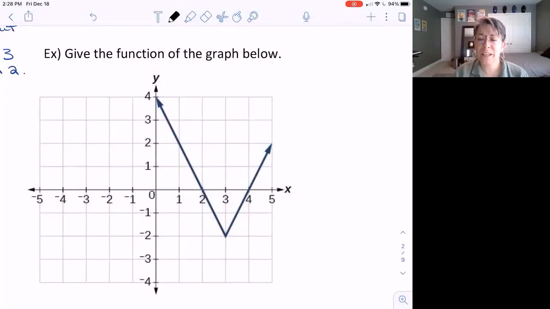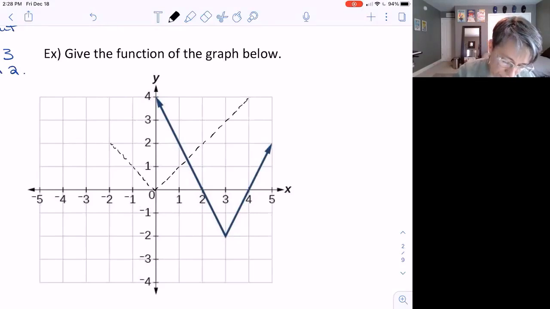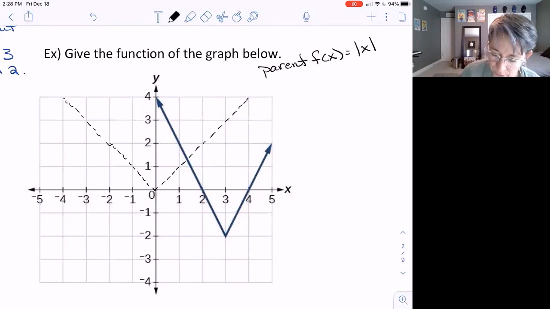Now in this graph, they're asking us to do something slightly different. This time they've given us the picture of the graph and they want us to determine what the original equation is. Well, we can tell by the shape of the graph that we are dealing with absolute values because the shape is a V. So if we were to graph lightly here what a parent function of an absolute value looks like, okay, again, the parent function would be f of x equals the absolute value of x.